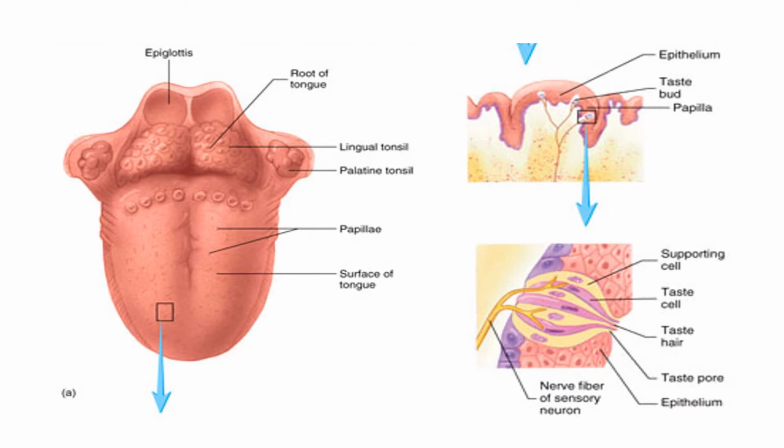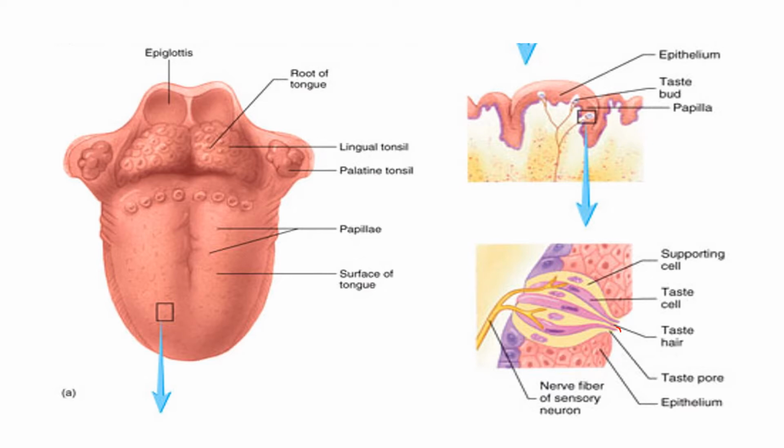So you have here the epithelium, the top, the taste bud, and then you have your papilla. The much smaller image shows how it actually looks. So you have here the taste hair at the opening. Okay, you have the taste hair here. And then you have your taste pore, where your taste hair protrudes.